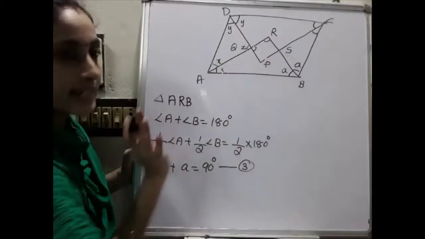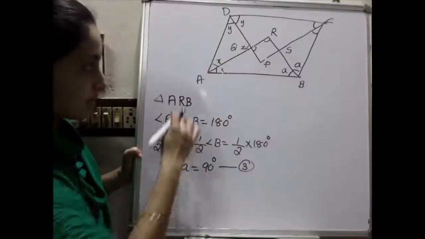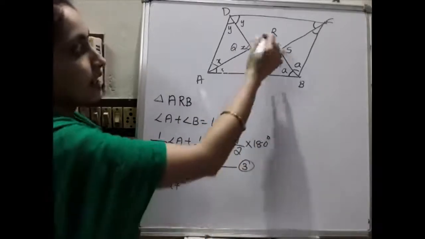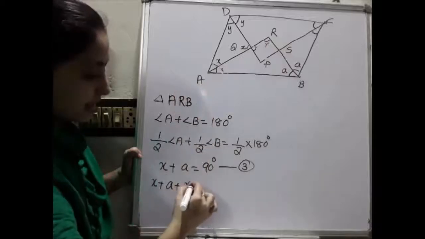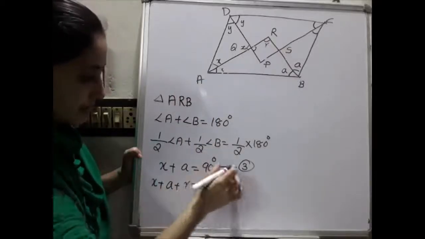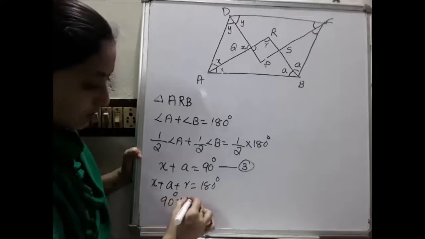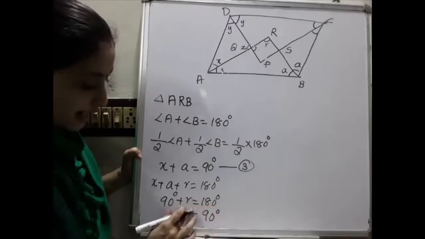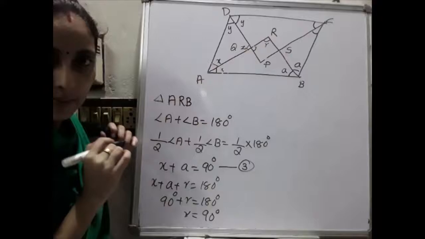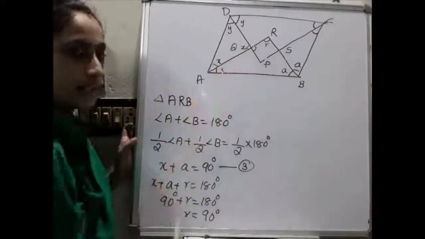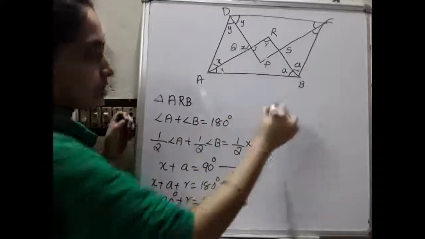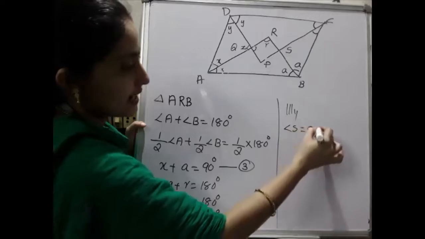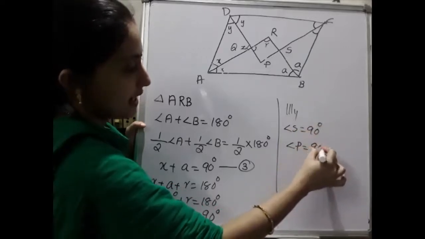Then we consider the same thing, that is the angle sum property on this triangle. That is x plus A plus, here I can put the small letter r, no problem, r is equal to 180 degrees. And x plus A is what? 90. So 90 degrees plus R is equal to 180 degrees. So R is equal to 180 minus 90, that is equal to 90 degrees. So this angle is 90 degrees, this angle is 90 degrees. Similarly we can prove angle S is equal to 90 degrees and angle P is equal to 90 degrees.